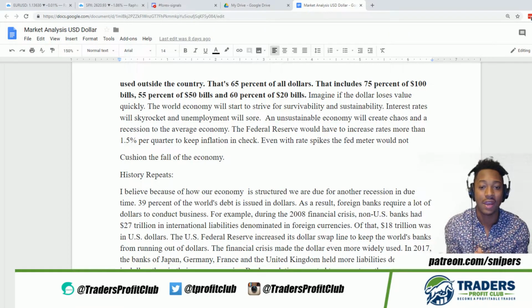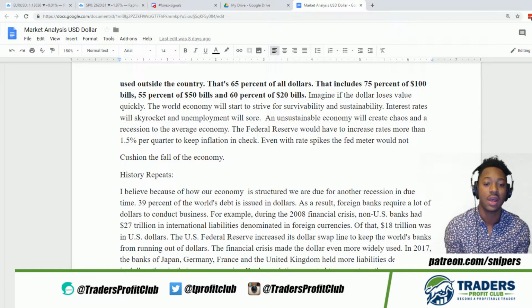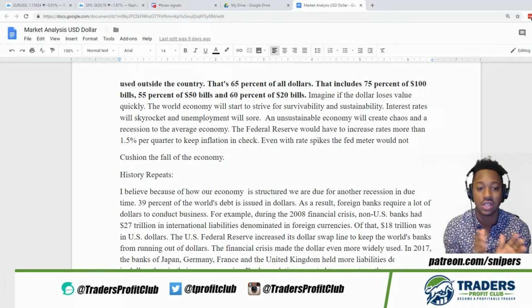They can't just have an overinflated market and then have the interest rates stay as what they're at. We'll go into chaos. It'll have too much inflation, right? So this is my belief, you guys. The belief is that our economy is structured, and we are due for another recession in due time.